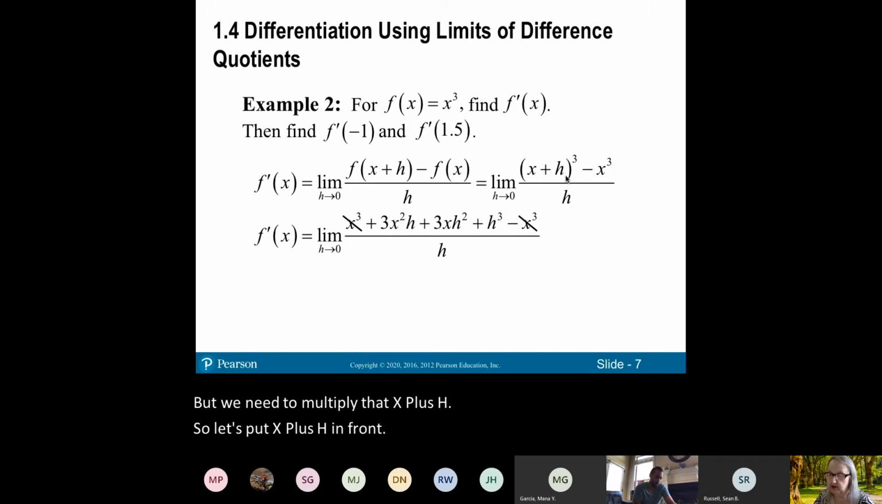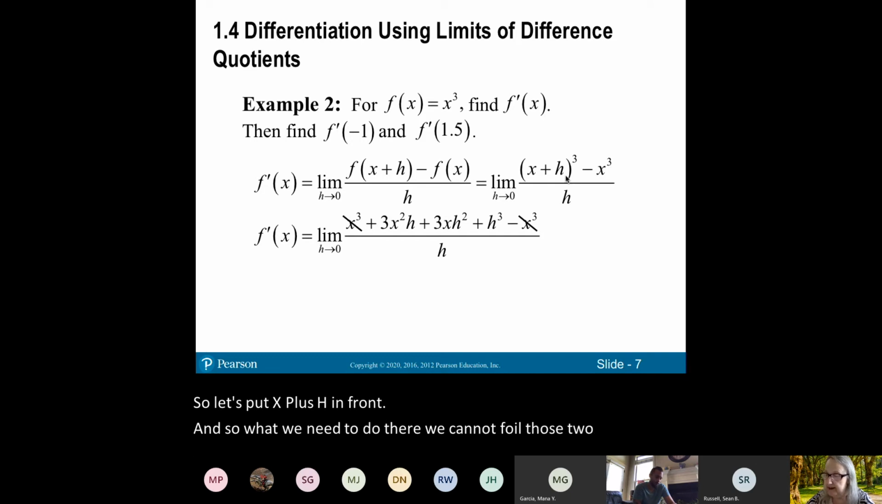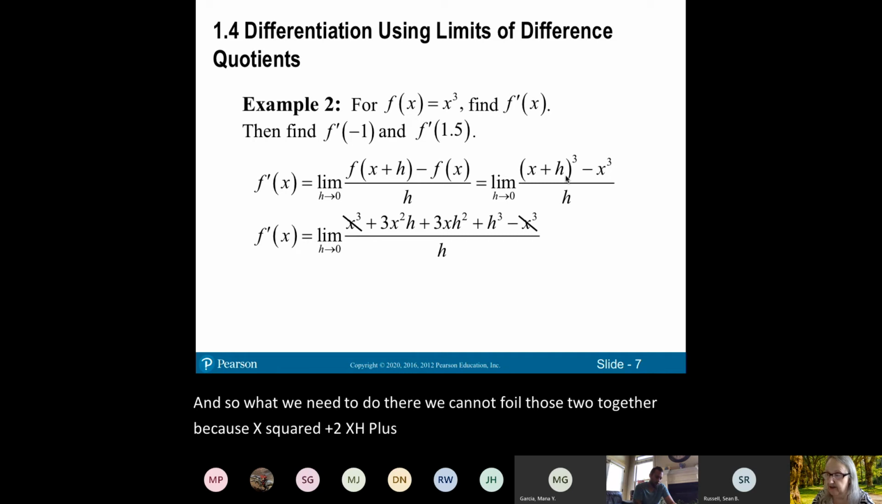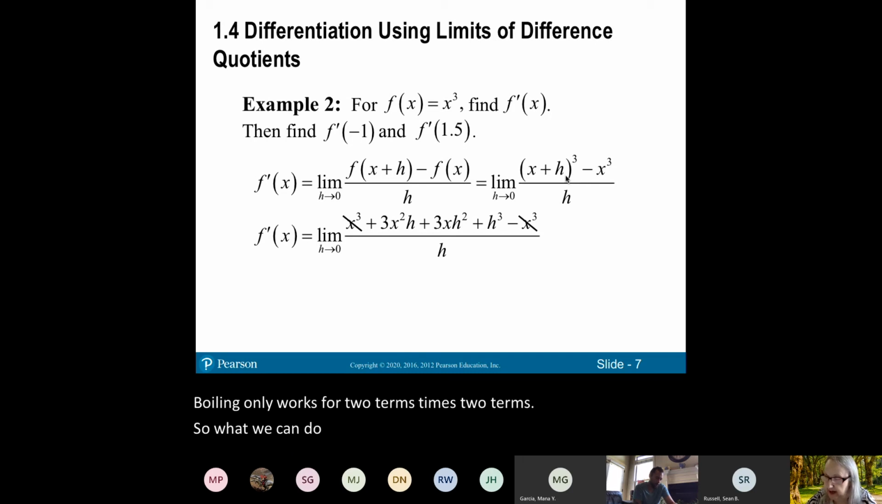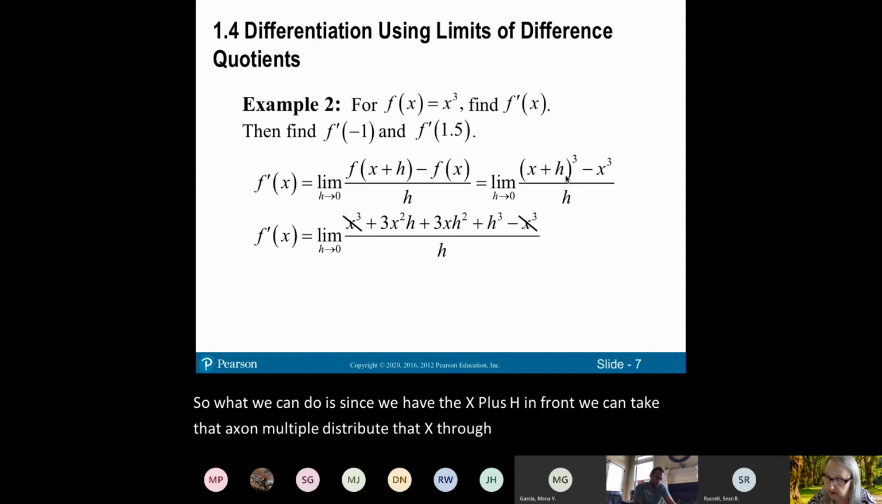And so what we need to do there, we cannot FOIL those two together because x squared plus 2xh plus h squared has 3 terms. FOILing only works for 2 terms times 2 terms. So what we can do is, since we have the x plus h in front, we can take that x and we distribute that x through those 3 terms.